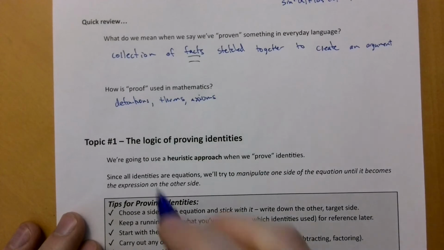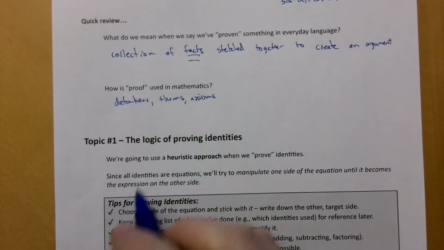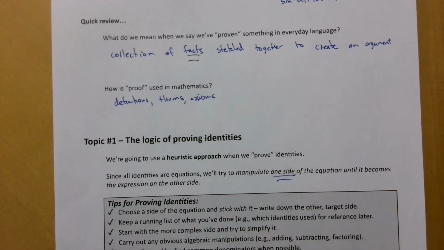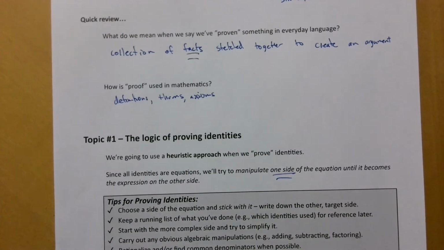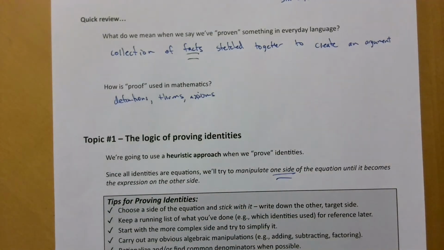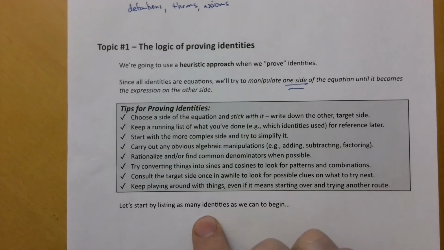So we're going to use this approach when we prove identities. All identities are equations. We'll manipulate one side of the equation until it becomes the other side of the equation. That is typically the best strategy. You don't want to be manipulating both sides of the equation because you might be going in opposite directions. So here are some tips. You can read through those. We could start listing as many identities as we know. If you look at your reference sheet in your course pack, I think it's yellow, you're going to see a ton of identities listed there.